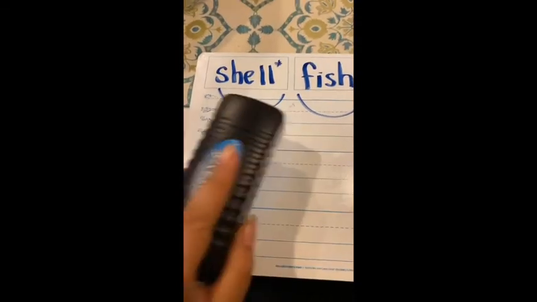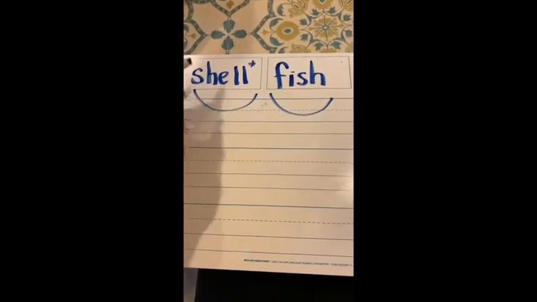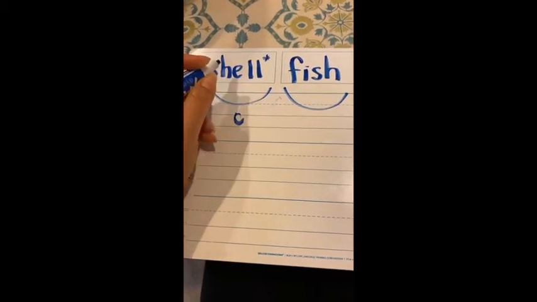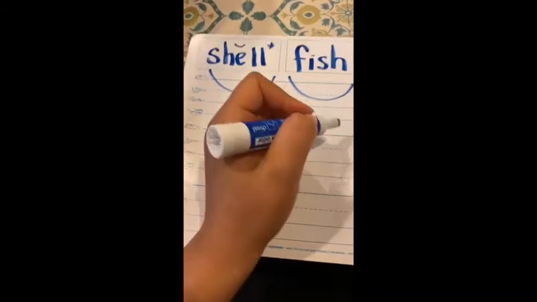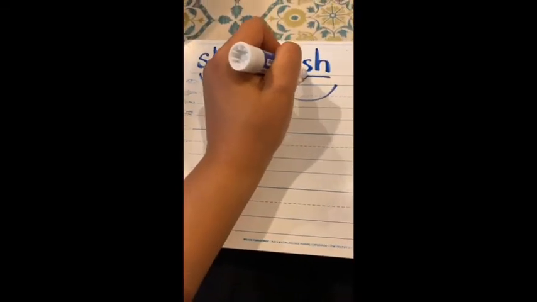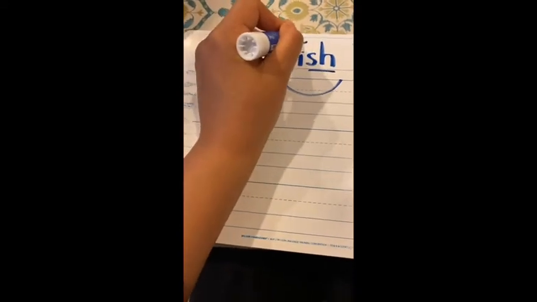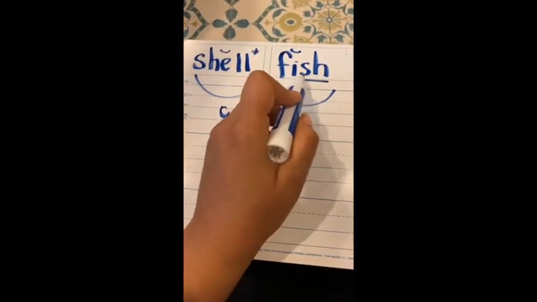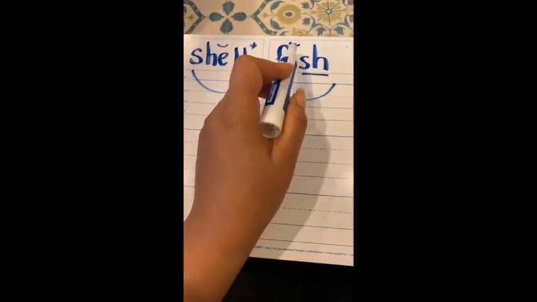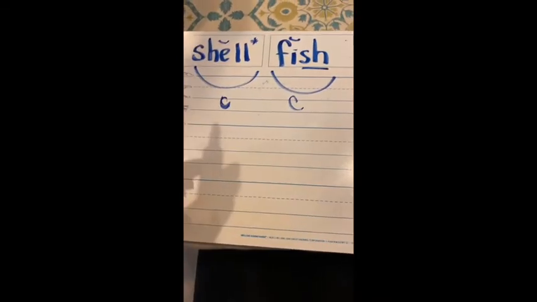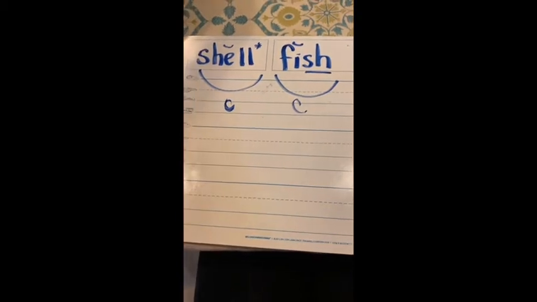All right, and so I know that shell is a closed syllable. I have my short vowel followed by the consonant, and the consonants making the E have a short sound. I have a digraph. So my consonant digraph is after the E, which is making it have a short vowel. So I know that it is a closed syllable. Shellfish.